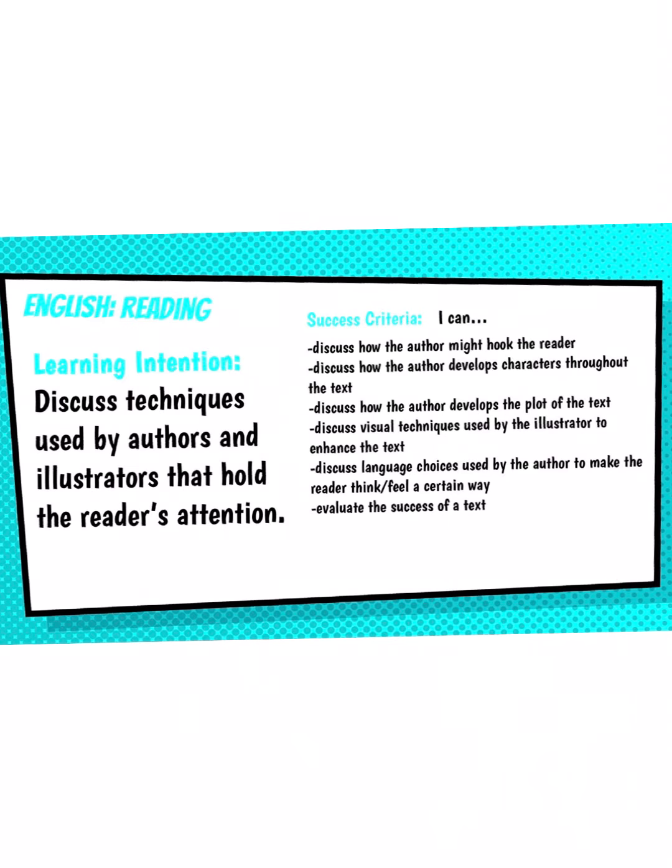This week we've been looking at the different ways that authors and illustrators can enhance a text and keep us, the readers, interested and entertained. Today we're going to take some time to look at a few visual techniques the illustrator has used. We're going to look at the use of colour and we're going to look at framing: what's framed, why it might be framed, and how it impacts us as the reader.